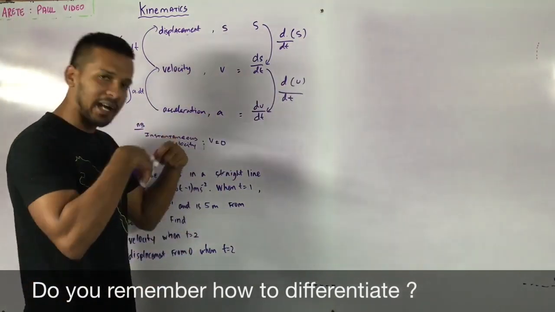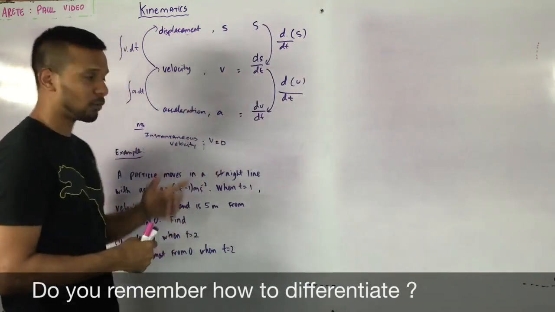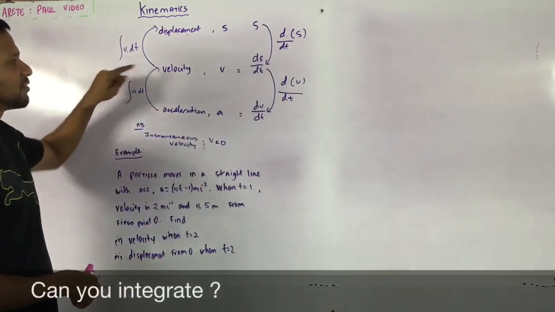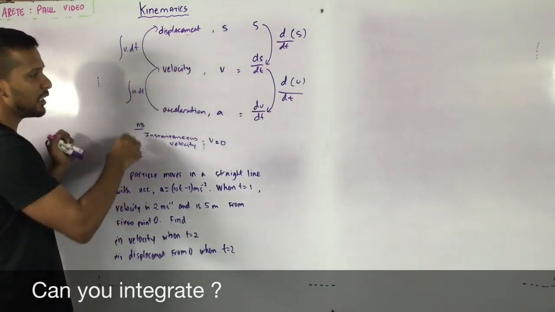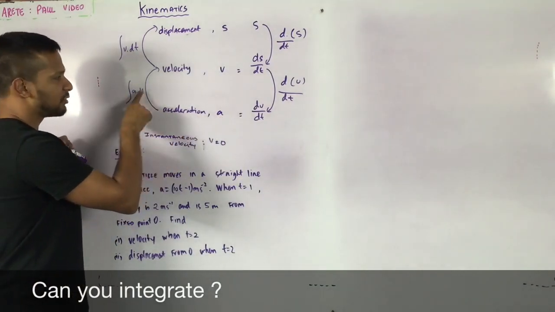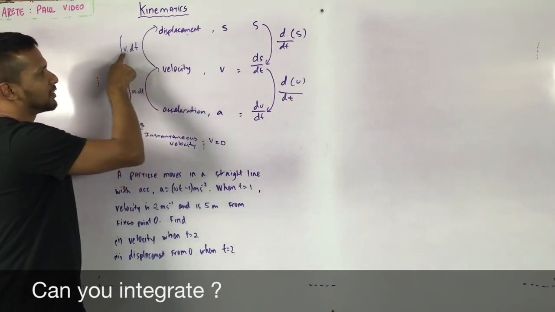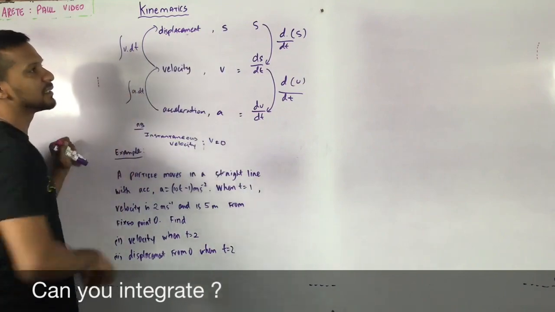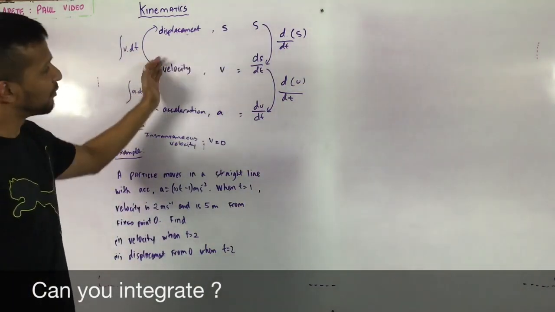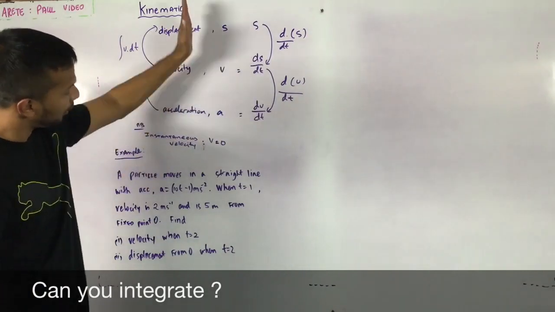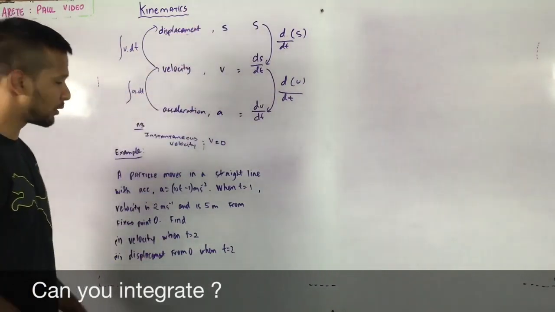So make a wild guess. How would we go from acceleration to velocity now? Well, yes, you guessed it, we integrate. If I integrate acceleration with respect to time, I'll get velocity. And if I integrate velocity with respect to time, I'll get displacement. But this is what you must remember: differentiation, integration. Differentiation, integration.